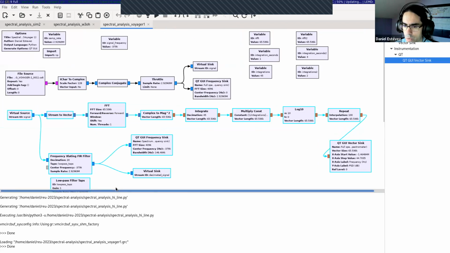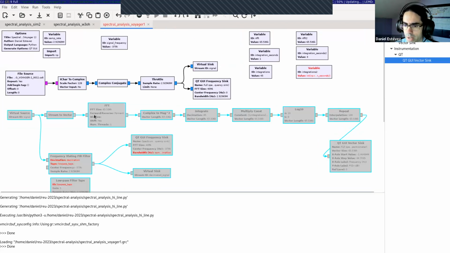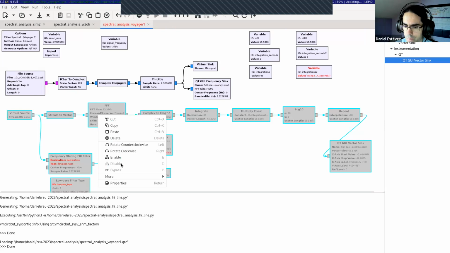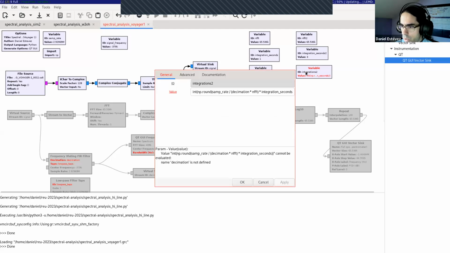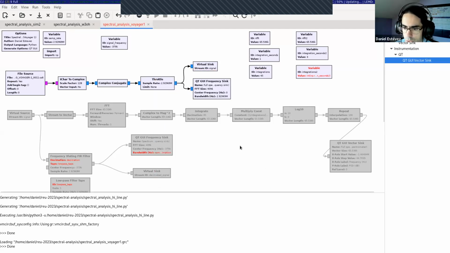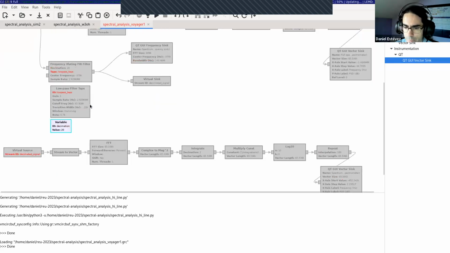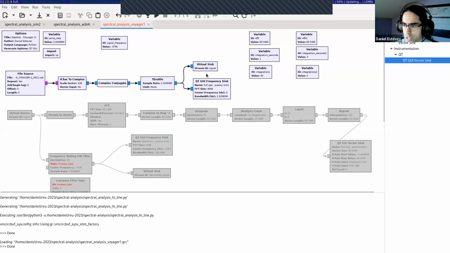What I'm going to do is to disable all this part of the flow graph. I press D, or I right click and press disable. And now it's as if this wasn't there anymore. And I'm going to re-enable the flow graph in parts as I demonstrate what happens. So what have I disabled? Yeah, these decimations I needed here.